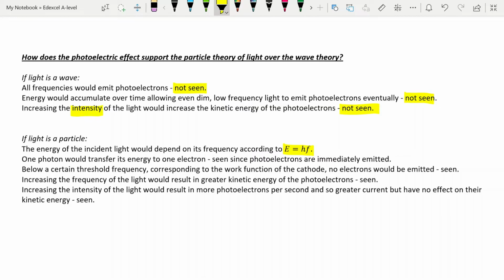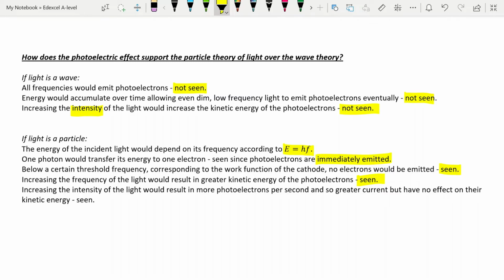If the particle theory is right, then one photon transfers its energy to one electron. It's a simple exchange, and we know that this is true because photoelectrons are immediately emitted. If the particle theory is true, then below the threshold frequency, you won't get any photoelectrons emitted from the surface of the metal. And we do see this. If the particle theory is true, then increasing the frequency will lead to greater kinetic energy in the photoelectrons emitted. And we do indeed see this, as we saw with Millikan's data.